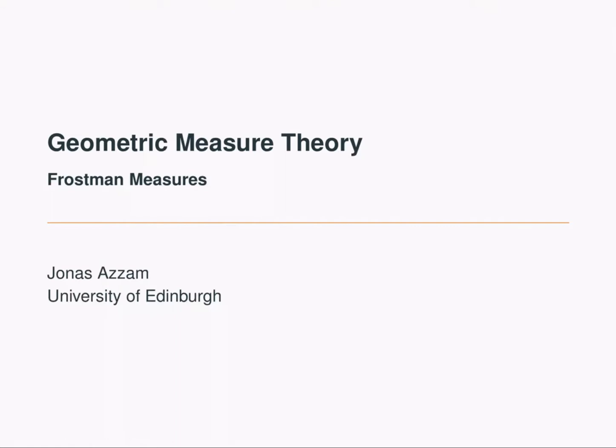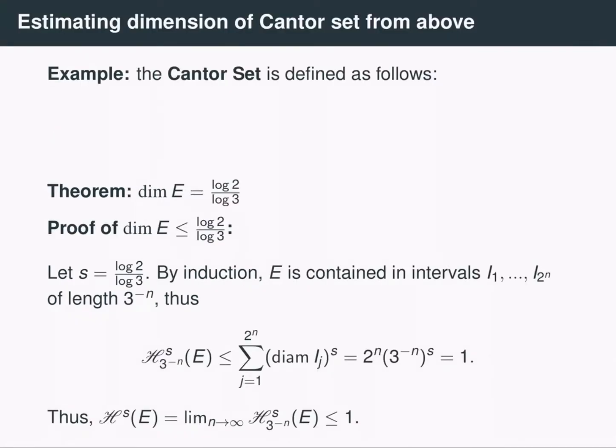In this video, we go over Frostman measures, which are a useful technique for estimating the Hausdorff measure and dimension of a set. So let's go over an example. Suppose we're trying to estimate the dimension of a Cantor set.